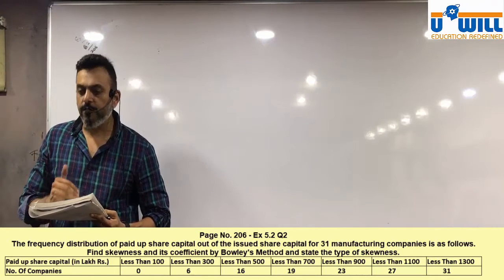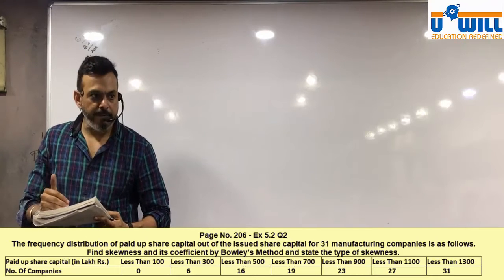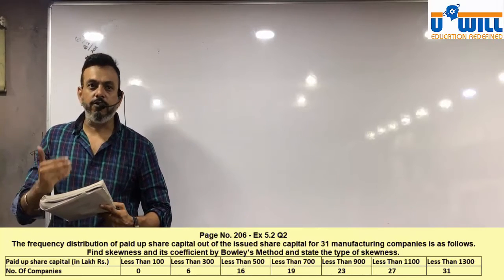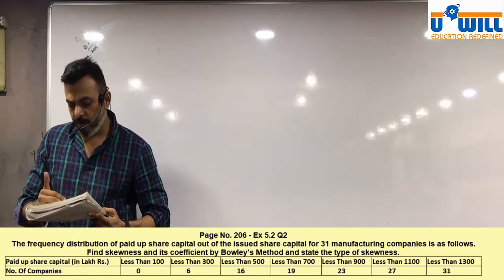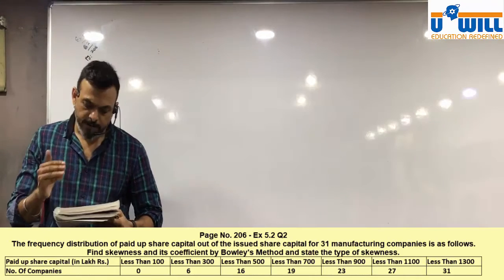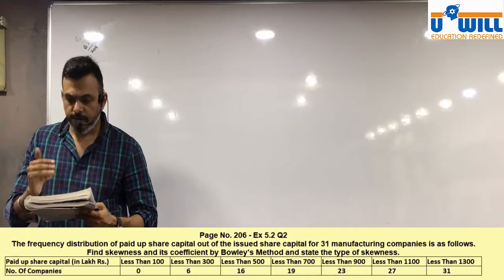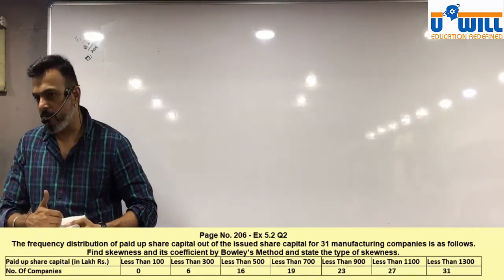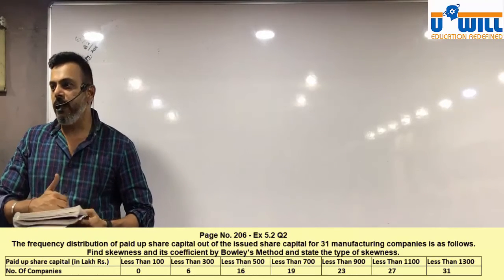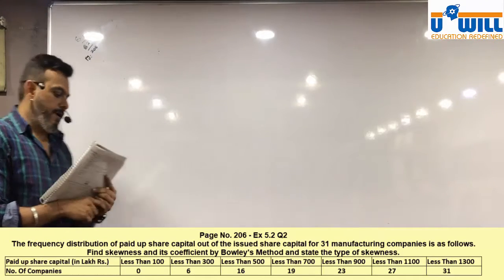What type of frequency distribution? Less than type. Now cumulative frequency, so we always want less than type, but we have to find the normal frequency also. So first we will make the normal classes, then we'll have the normal frequency, and then we'll have the cumulative frequency. Okay, let's do it.